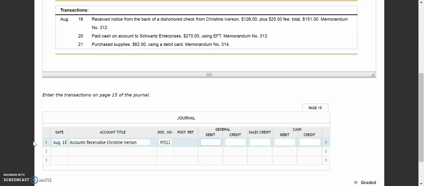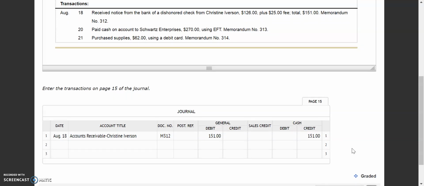So she owed us $126, but there was also a $25 NSF check fee. So she now owes us $151. The $151 is the amount that we're going to use. So we're going to debit her accounts receivable, meaning we're going to increase it. And then we have to credit our cash because we had to essentially pay the $25 fee to the bank. And then we also technically didn't get that $126 we thought we did. So that is our first transaction, recording a dishonored check.